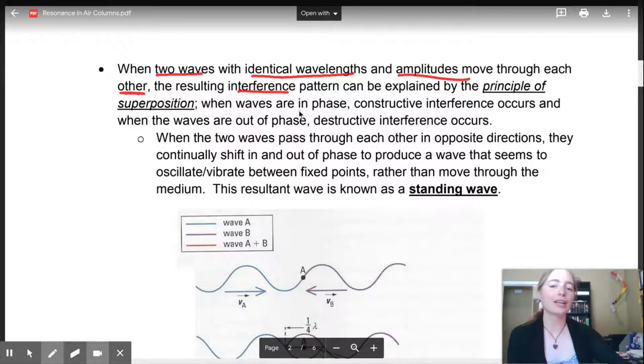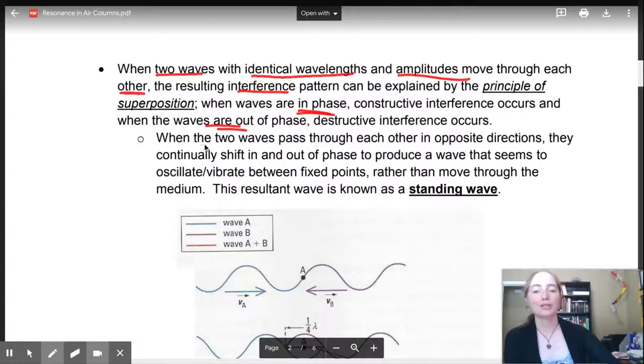So when the waves are in phase, you're going to get constructive interference. And if the waves are out of phase, you have destructive interference. So if you are still confused with that concept, come arrange a Google Meet, or go back and re-watch the previous video on interference and do some more interference questions, because you do kind of need interference for this one.